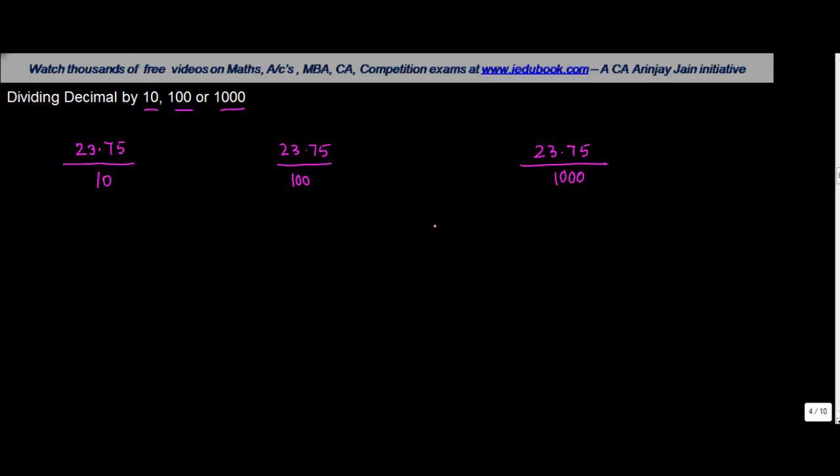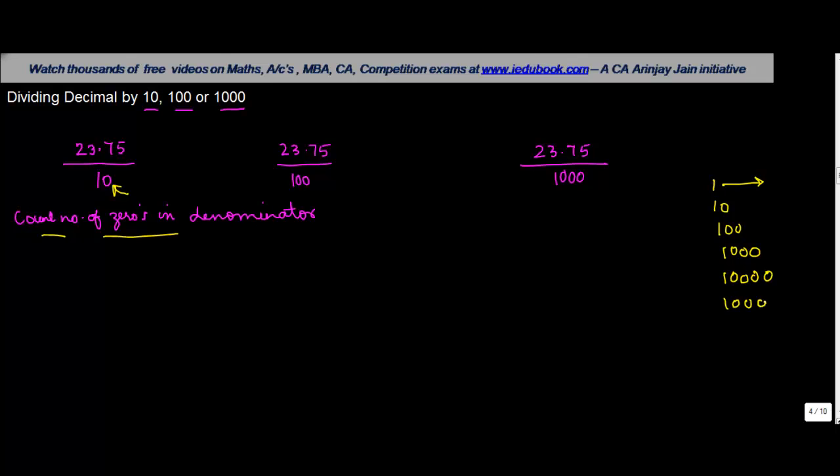Now this division is actually very simple, I must say. Why? Because in this kind of division what you need to do is count the number of zeros in the denominator. Please note that this procedure is applicable only for 10, 100, 1000 or some other similar number where you have just 1 followed by zeros. So it could be 10, 100, 1000, 10,000, 100,000 and so on. So the denominator has to be a power of 10.